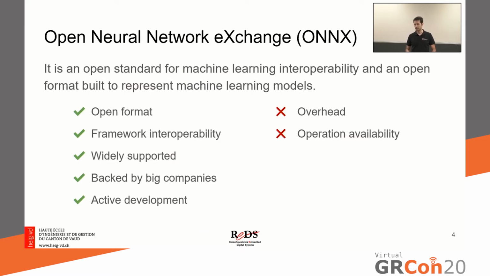So we will discuss what ONNX is and why we have chosen it. ONNX stands for Open Neural Network Exchange, and it is an open format developed by Microsoft that is built to represent machine learning models. It's also an open standard that allows machine learning interoperability among different frameworks. Open format means that it can be used by anybody. Anybody can use the ONNX format in their own framework.